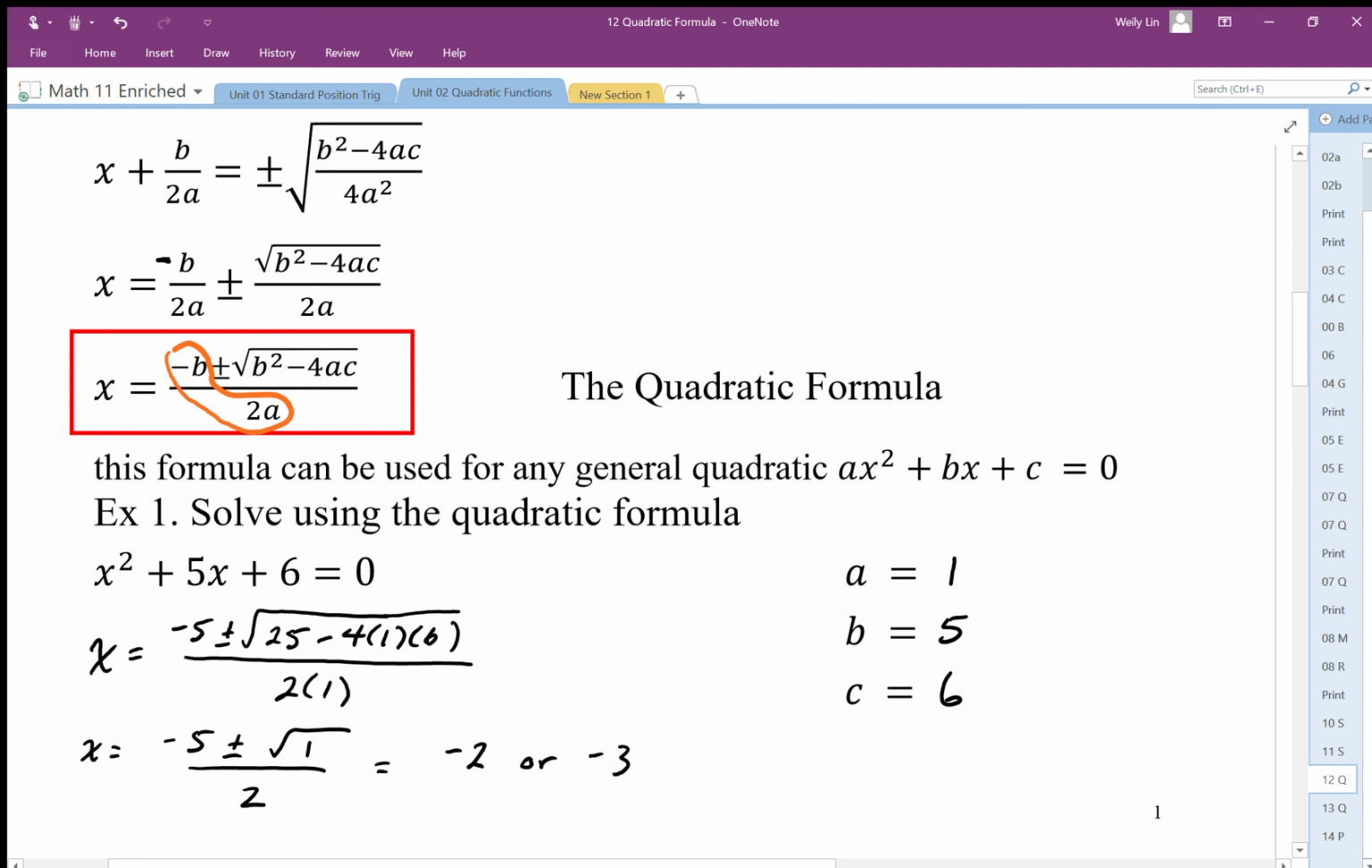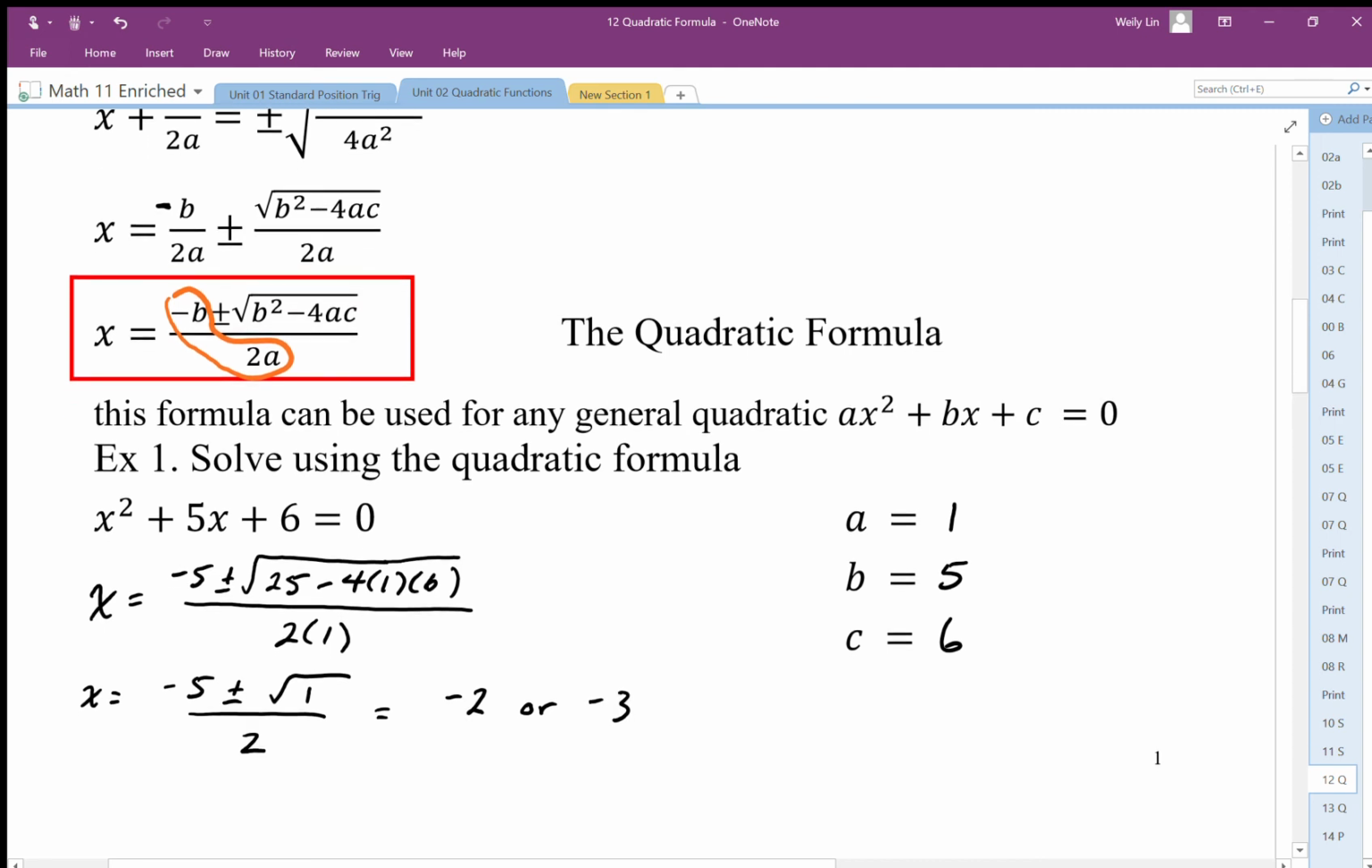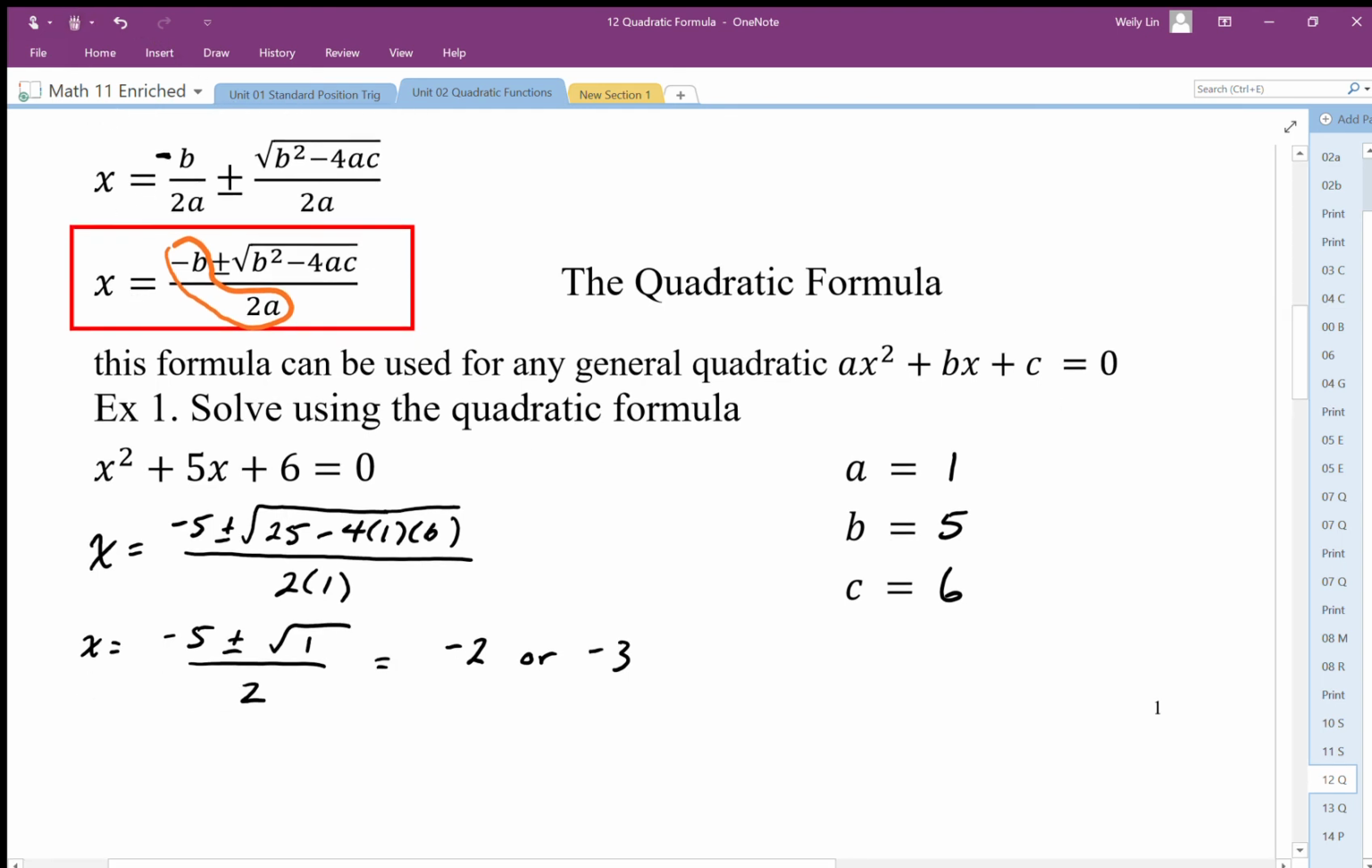So those are two solutions. Now we can confirm this by actually factoring this, because this happens to be factorable. Okay, so we can actually factor this into x plus 3, x plus 2, and again we can get our solutions from the factored form, which are negative 3 and negative 2. So the quadratic formula does work, and it should work because we've solved for the general equation with the coefficients a, b, and c, so we can use the a, b, and c values and plug them into our quadratic formula to find the solutions.